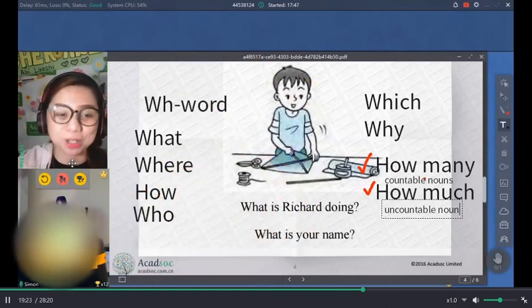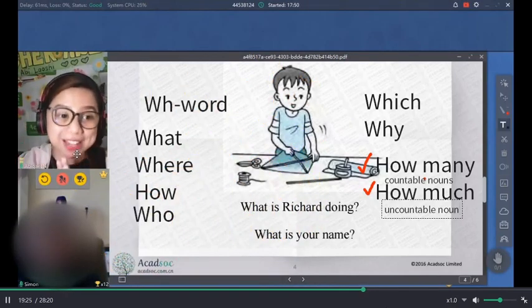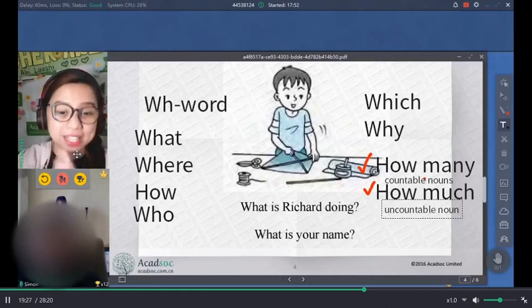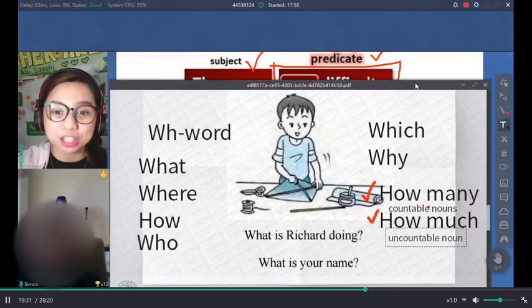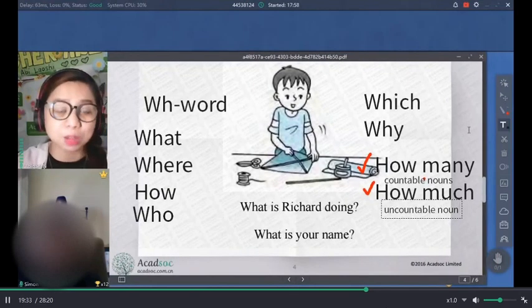Very good, Simon. So try to make your own interrogative sentences. Can you make an interrogative sentence with these WH question words?